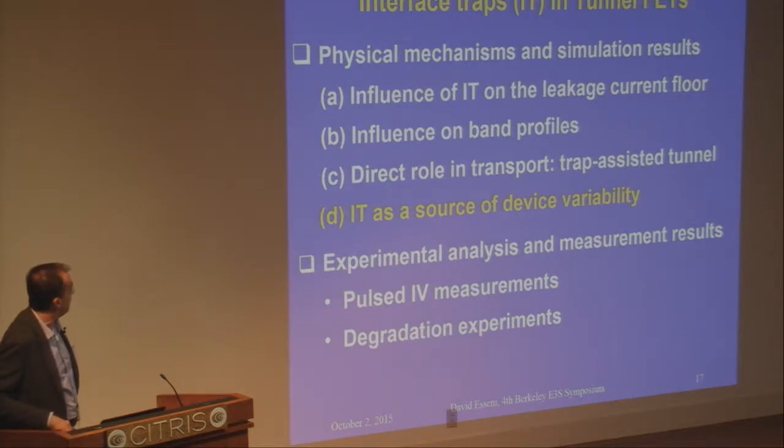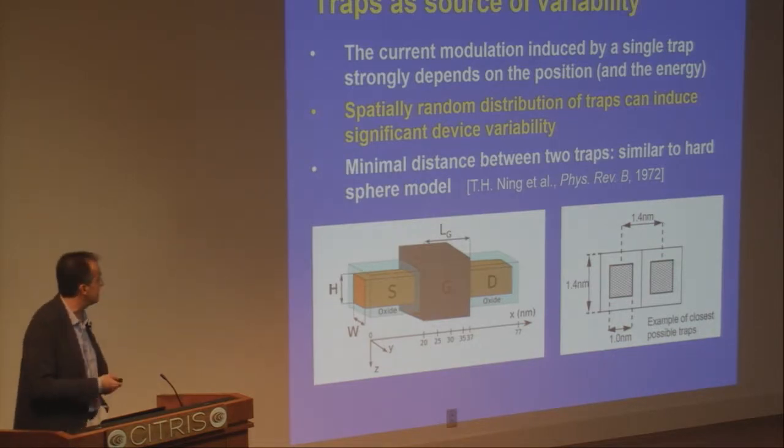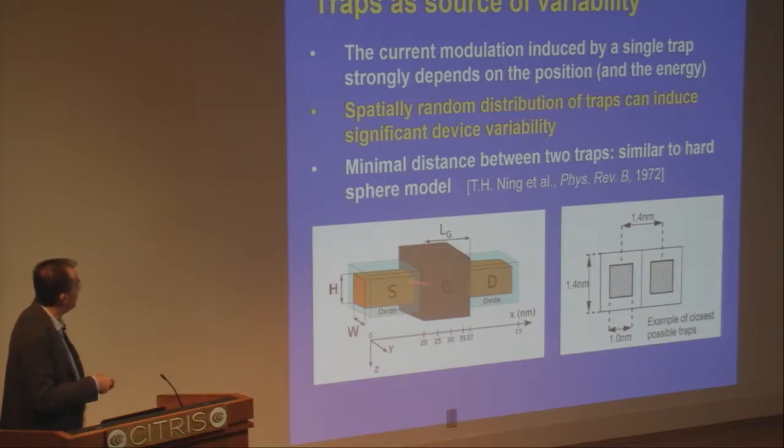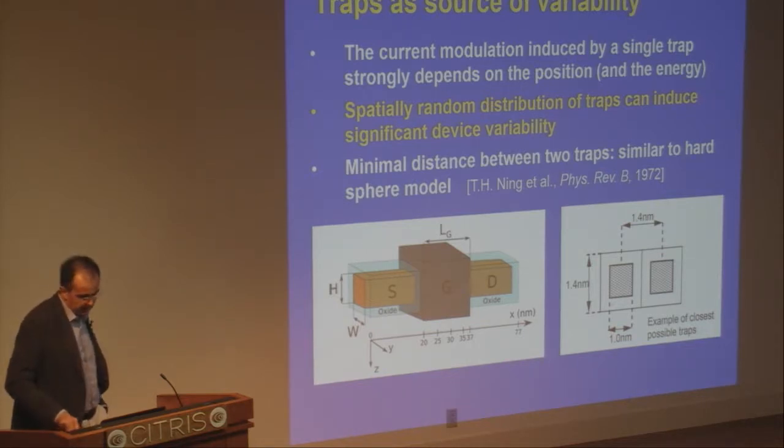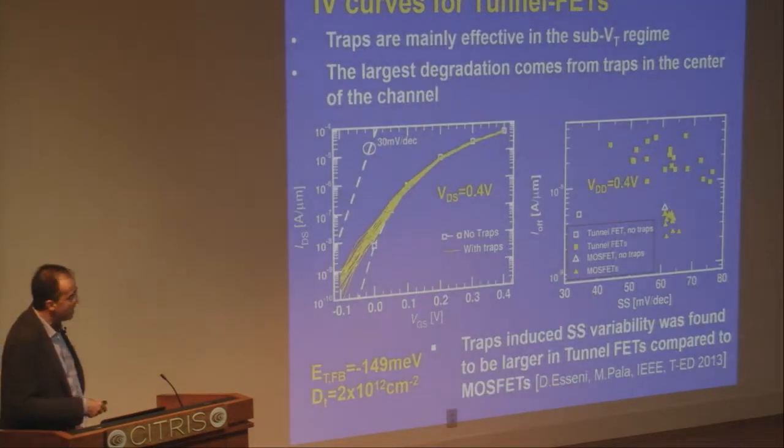Of course, since these traps can have an effect that depends quite significantly on the position and the energy of the trap, they can also be a source of device variability. We also explored this in our papers, and this has also been studied by other authors. What we have actually seen is that traps can significantly contribute to a dispersion of the off current and the subthreshold slope.